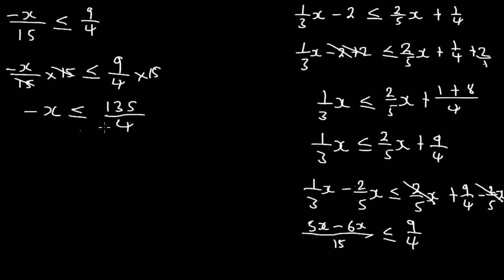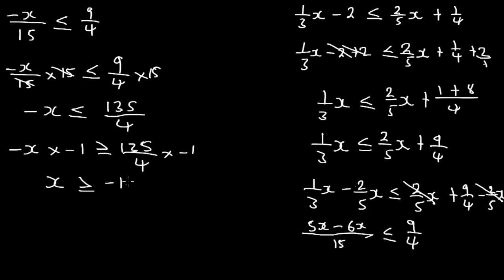At this point, we can just multiply both sides of the inequality by a negative sign. Thus we have minus x multiplied by minus 1, less or equal to 135 over 4 multiplied by minus 1. Whenever you multiply both sides of the inequality by a minus sign, remember you have to reverse the inequality sign. So this shouldn't be less than anymore, but now greater than or equal. And finally we have x greater than or equal to minus 135 over 4. So that's our final answer to the problem.